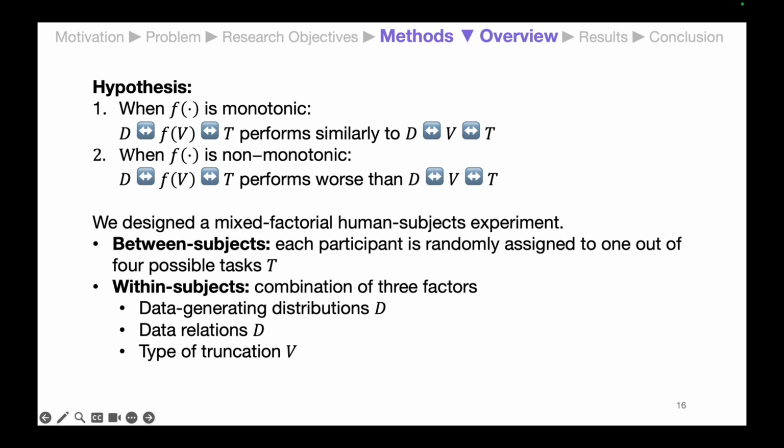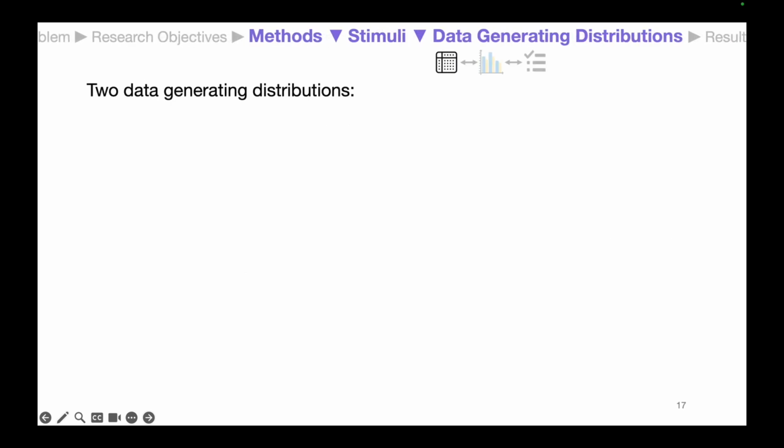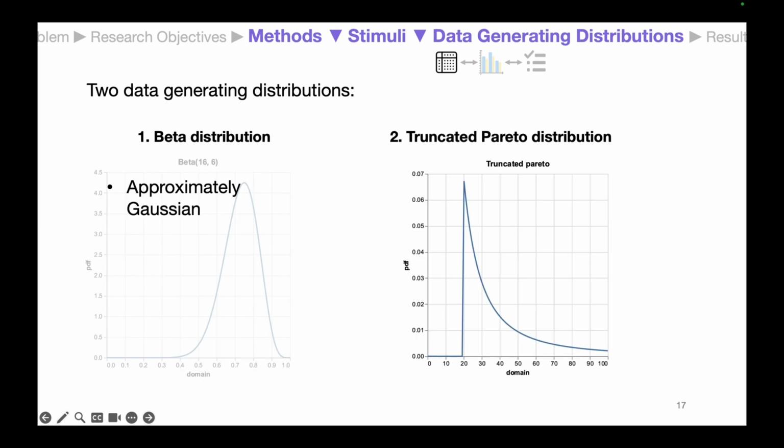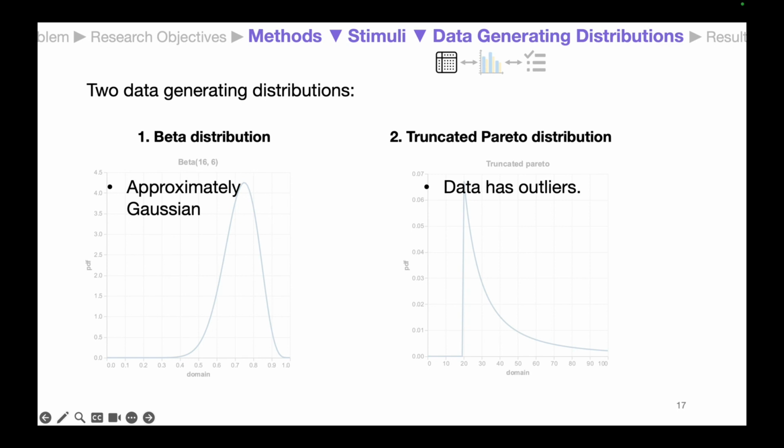We designed a mixed factorial human subjects experiment. The between subjects component is that each participant is randomly assigned one of 4 possible tasks. The within subjects component is a combination of 3 factors: data generating distributions, data relations, and the type of truncation. For the 2 data generating distributions, we first consider a beta distribution, which is approximately Gaussian. We also consider a truncated Pareto distribution, which serves as an example for situations where the data has an outlier.